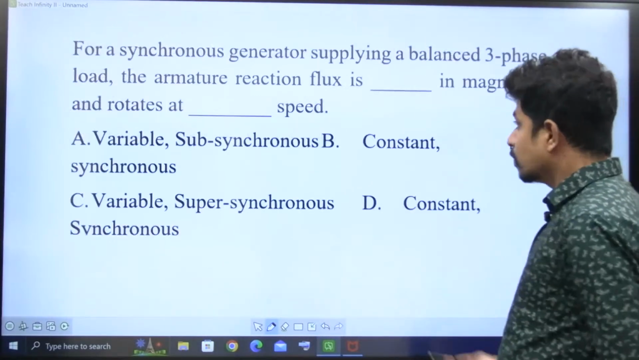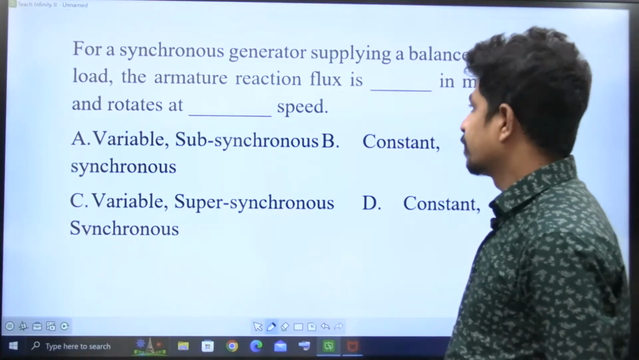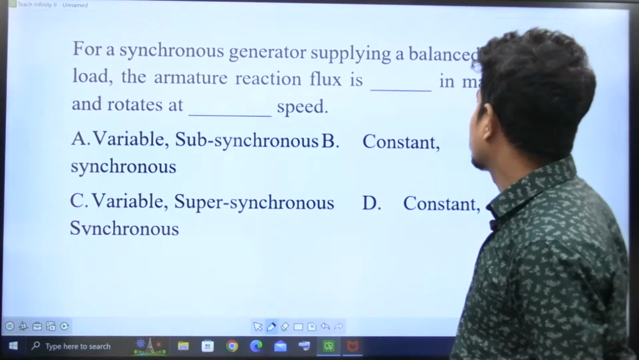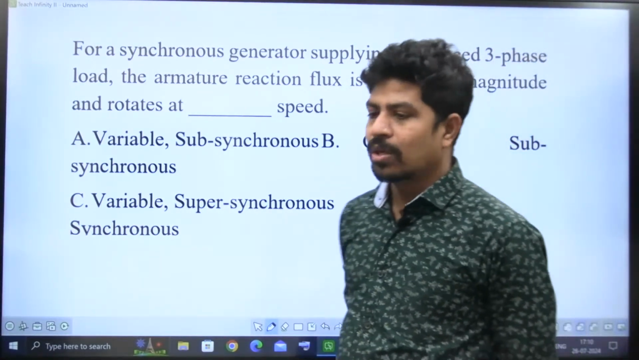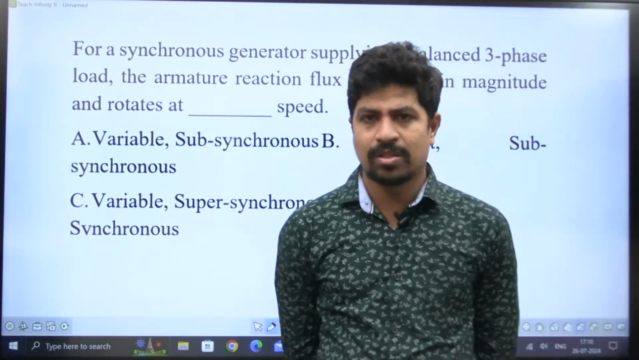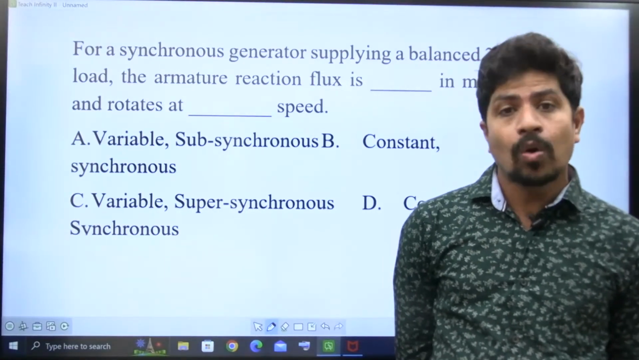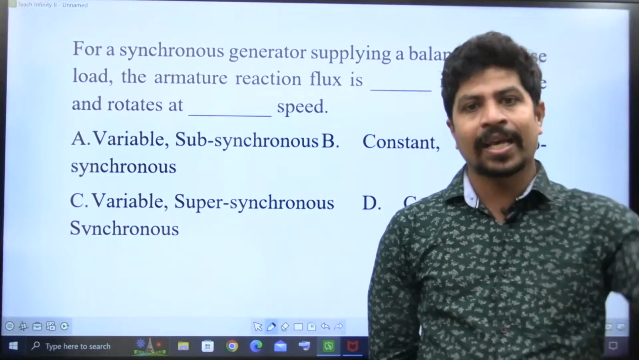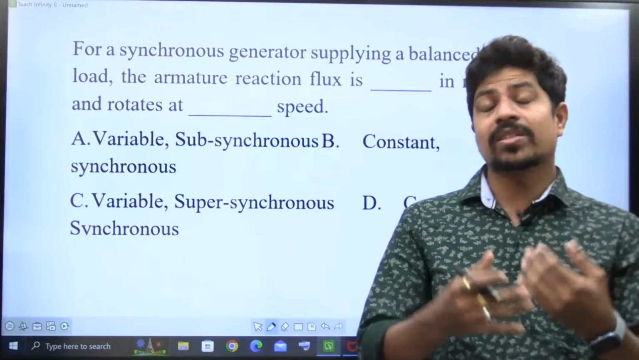That is very easy. For a synchronous generator supplying a balanced 3-phase load, armature reaction flux is dash in magnitude and rotates at dash speed. You know, if the load is balanced and the load is rated, current is constant. If current is constant, the flux produced because of the load current is constant, then armature reaction is also fixed. If load is varying, then current will change, flux will change, armature reaction will change.